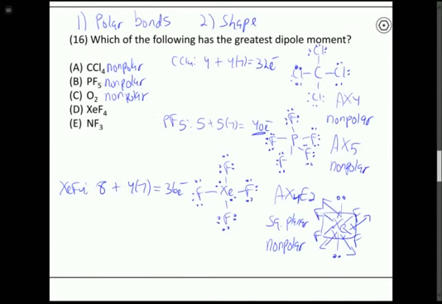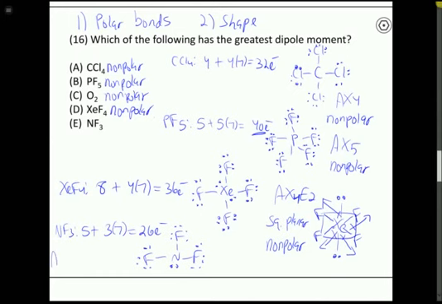I let the cat out of the bag early. But the last one is NF3. So NF3, we have 5 electrons from nitrogen, 3 times 7 from fluorine, for a total of 26 valence electrons. So when we draw this out, you complete the octets on fluorine, with the single bonds, as we always start with. So that's 24 of our 26 electrons. The last 2 go on the central atom.